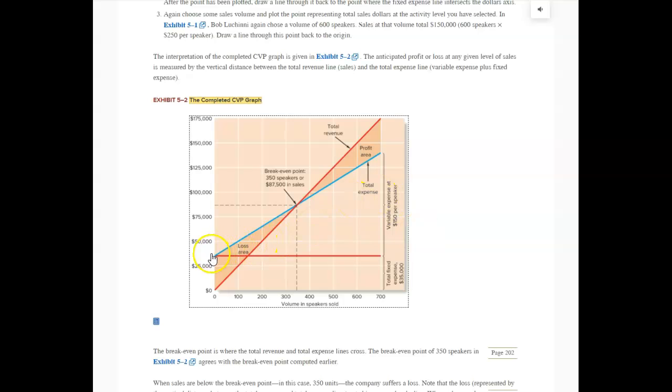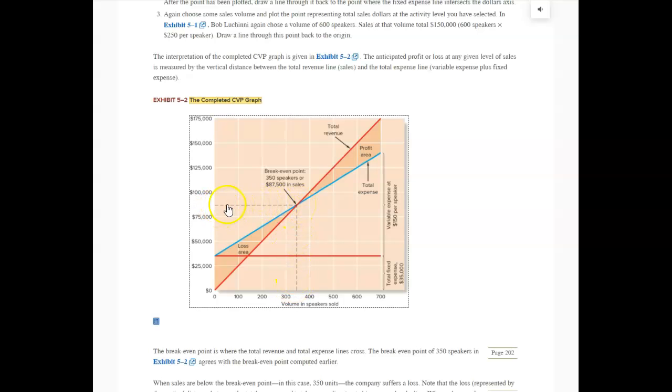Again, fixed cost line, total cost line. This difference between here and here will be variable cost. This is fixed cost, but added together, that's total cost, total expenses. Our revenue line is steeper because we're selling the product for more than the variable cost. So it goes up like this, total revenue. And now you can see what we talked about earlier. Here is our break-even point at 350 units, break-even point.